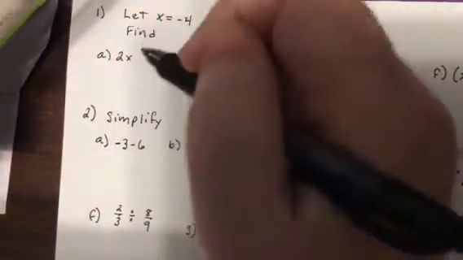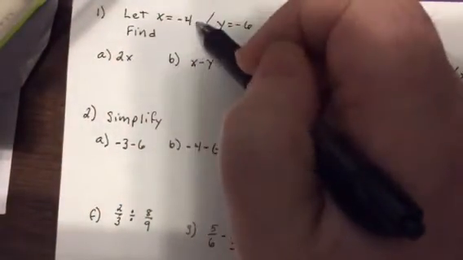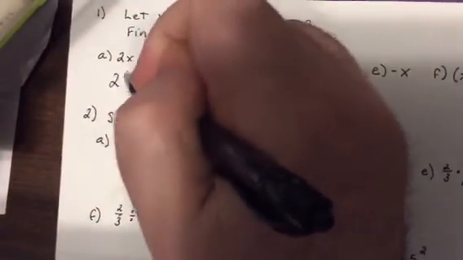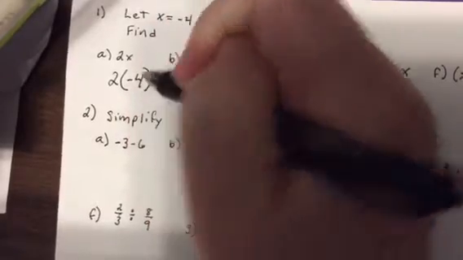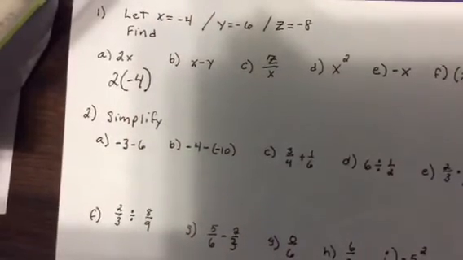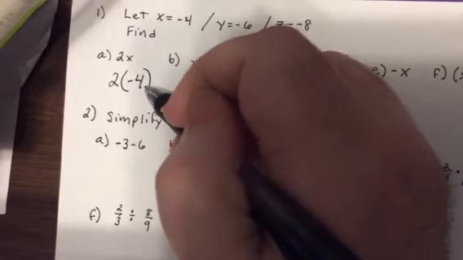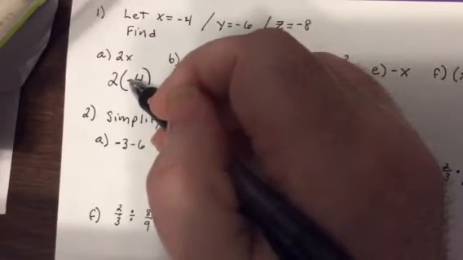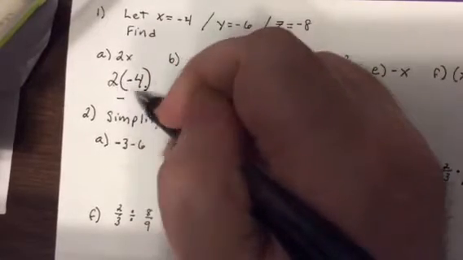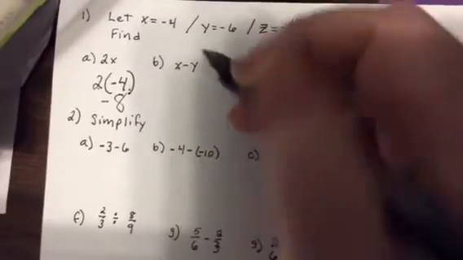So here, 2x. Well, x is negative 4. Whenever you replace, you always use parentheses. So it's 2 times negative 4. A negative times a positive is negative. 2 times 4 is 8.